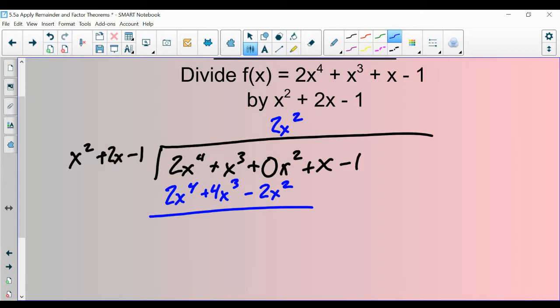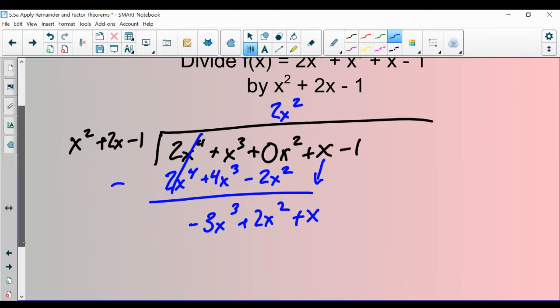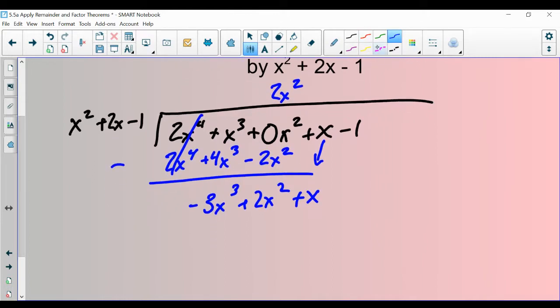You are going to subtract these, being very careful to not make any mistakes. 2x to the fourth minus 2x to the fourth cancels. X cubed minus 4x cubed would be negative 3x to the third. And 0x squared minus a negative 2x squared would be positive 2x squared. And always after you do the subtraction, drop the next term down, plus x. That is one revolution of the process, and we get to do it again.